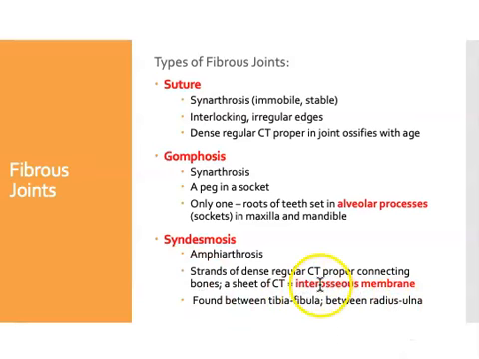So inter meaning between, osseous meaning bone. So a membrane, a sheet of connective tissue between bones. This is not a particularly mobile joint, but it is quite stable. It's found particularly between the tibia and the fibula in the leg, and between the radius and the ulna in the forearm.